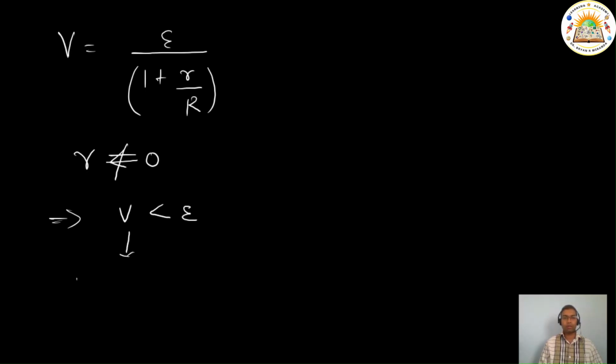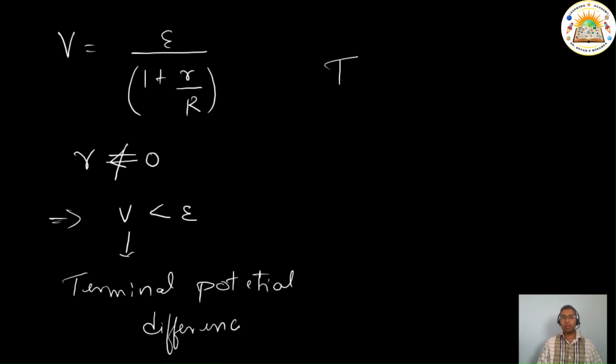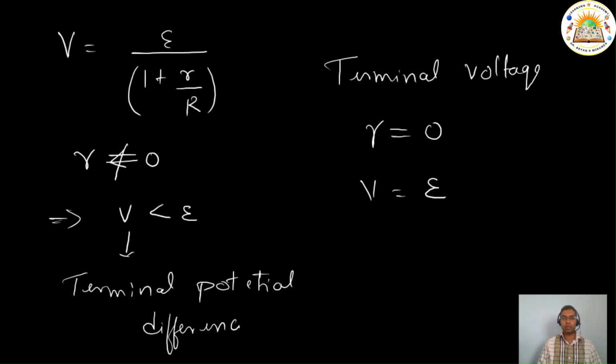Now this V, we call it the terminal potential difference, or the terminal voltage. This is in common terms, but V is generally called the terminal potential difference. So if I don't have internal resistance, when r is equal to 0, then V is equal to E. That is, the terminal potential difference will be equal to the EMF of the circuit.